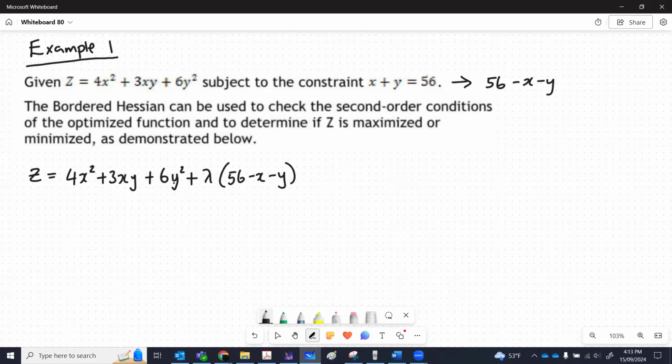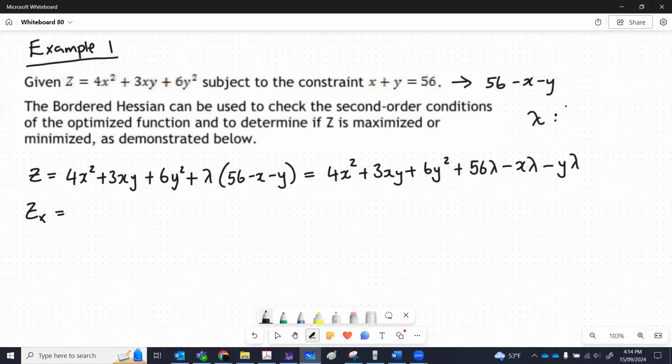Then we proceed as we normally do. We want our bordered Hessian determinant. To do that, we need our first order partial derivatives as well as our second order partial derivatives. So we look for zx. So differentiate this. Or maybe first, it might be easier if we multiply everything out. So we can do that. So 4x squared plus 3xy plus 6y squared plus 56 lambda minus x lambda minus y lambda. Lambda is a Greek letter.